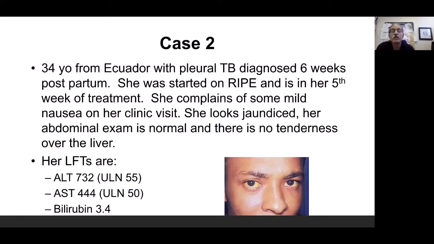She complains of some mild nausea on her clinic visit, but she looks a little bit yellow to you. Her abdominal exam is normal. There's no liver tenderness, but here are her liver enzymes. Her ALT is 732, which is more than 10 times the upper limit of normal. Her AST is 444, which is, I guess, about 9 times the upper limit of normal, and her bilirubin is elevated. What should we do with her?